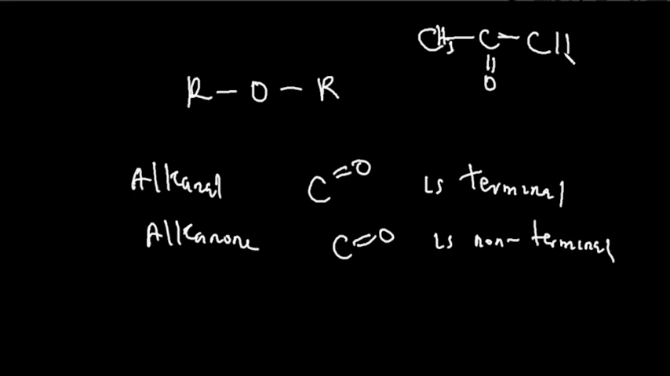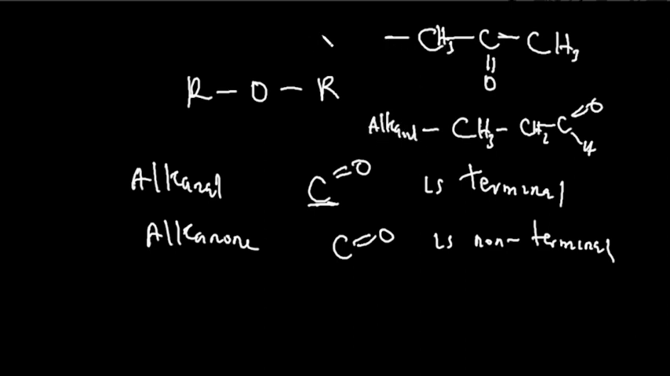So we'll have this. And then you consider another organic compound with a carbonyl group, but this time around, it occurs terminally. Which one of them is the alkanol? Which one of them is the alkanone? The alkanol is the one whose carbonyl group occurs terminally, and that is this one. So this is the alkanol, while this other one is your alkanone, because its carbonyl group occurs non-terminally.